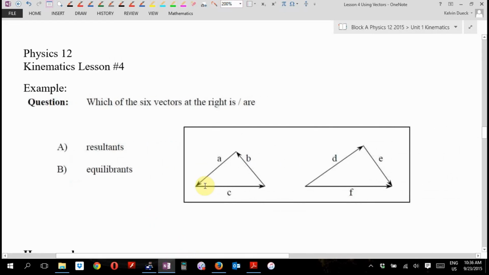So, you have six vectors here. Vector A, vector B, vector C, vector D, vector E, and vector F. Which of these are resultants? Which of these are equilibrants? Now let's look. Which of these are resultants? Let's look one vector at a time. Look at vector A. Is vector A what you would get if you added vector C and vector B tip to tail?